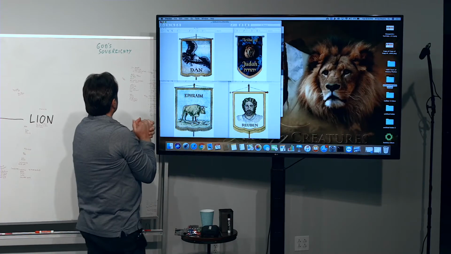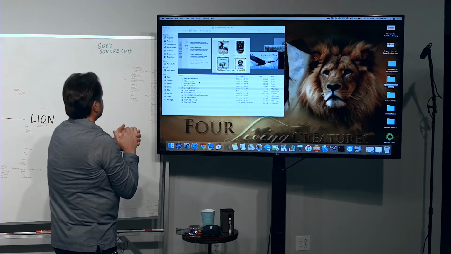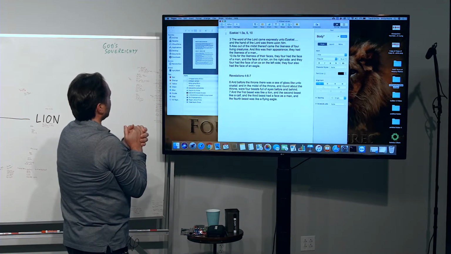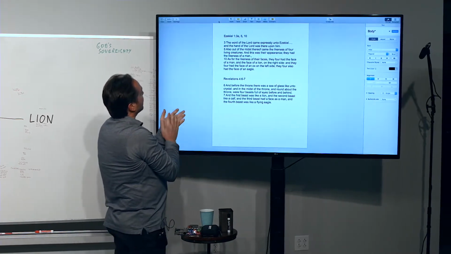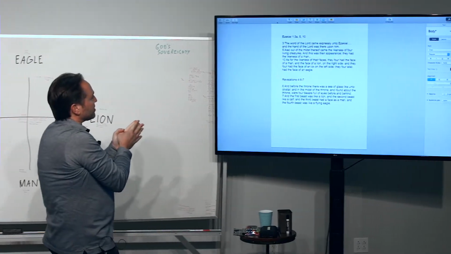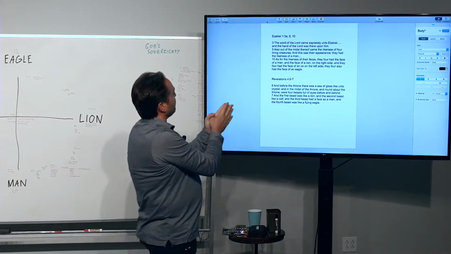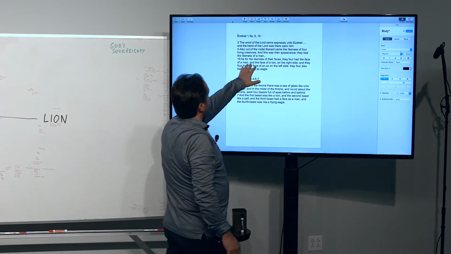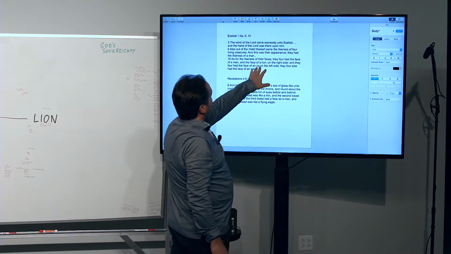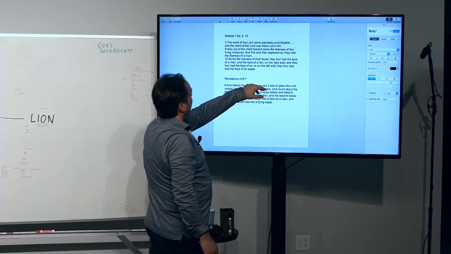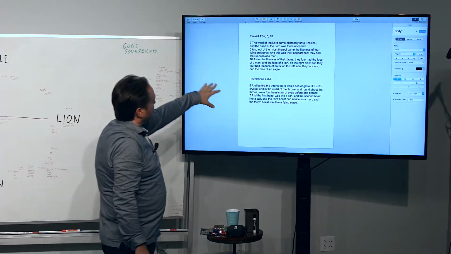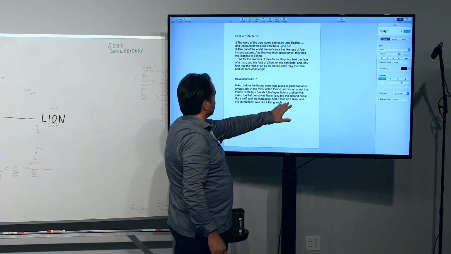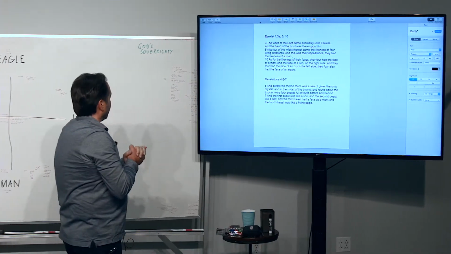Let's pull up the Bible verses in Ezekiel. The word of the Lord came expressly unto Ezekiel, and the hand of the Lord was upon him. And out of the midst thereof there came the likeness of four living creatures, and this was their appearance. They had the likeness of a man, but there's four faces: of a man, of a lion on the right side, and of an ox and an eagle on the other side. Same thing in Revelation. This image comes back: the first beast was like a lion, the second beast was a calf, the third had a face of a man, and the fourth was the flying eagle.